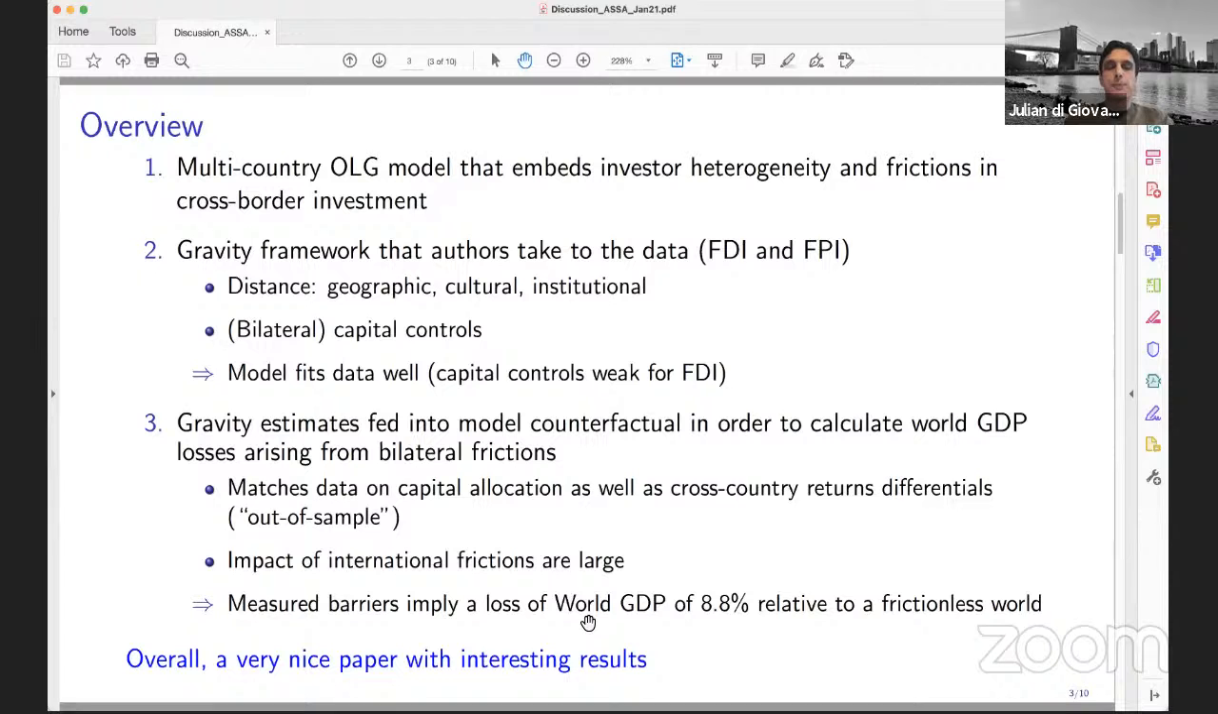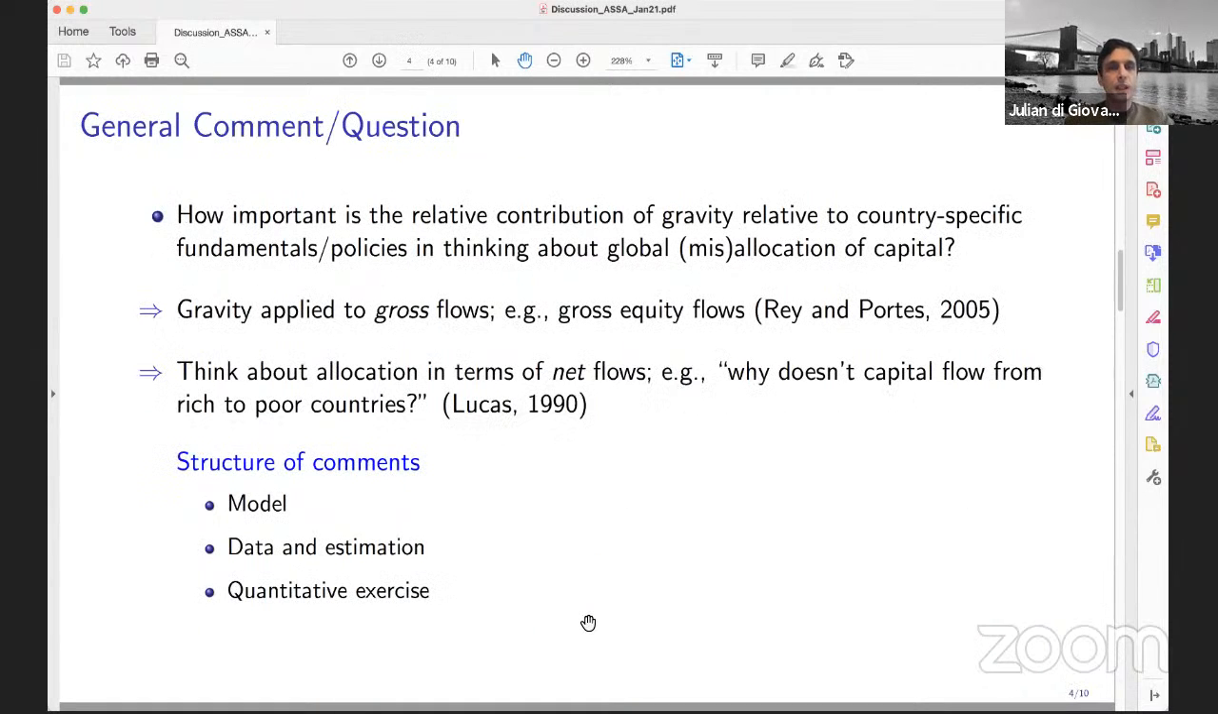So overall, a nice paper with interesting results. To kick things off, my general comment is that the paper is quite ambitious and in some sense is trying to marry two different literatures. This left me with a basic question that I'll come back to over and over again on some levels: how important is the relative contribution of gravity relative to country-specific fundamentals and policies, thinking about global misallocation of capital?